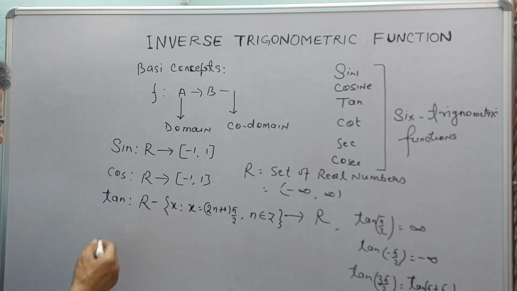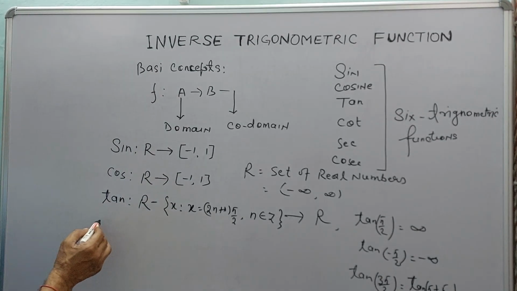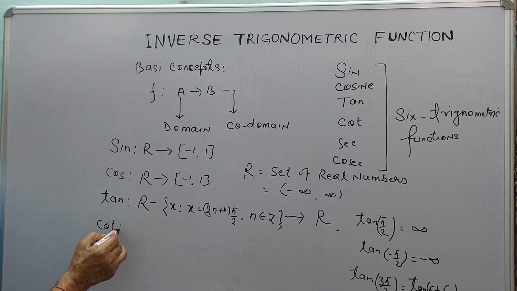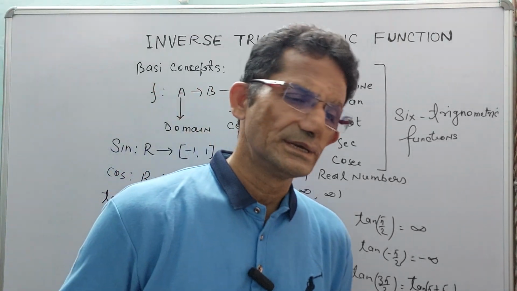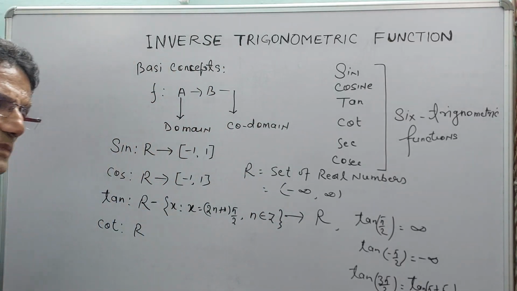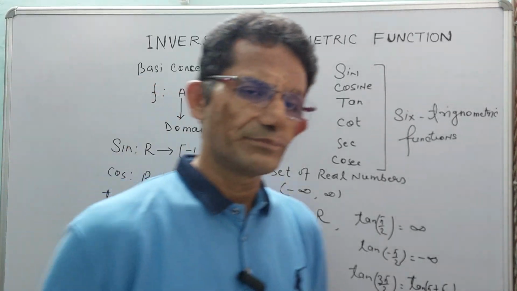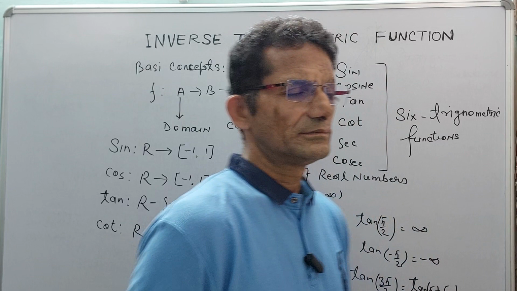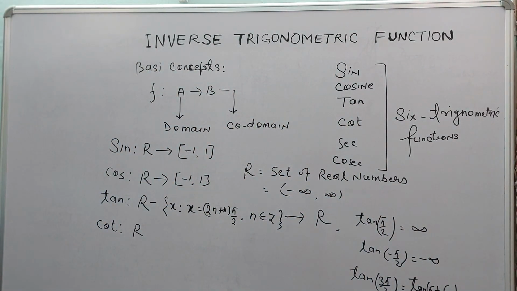Next is the cot function. The cot function is also not defined at some real numbers, such as 0 degrees, pi, 2 pi, 3 pi, minus pi, minus 2 pi, and minus 3 pi, etc. It has a long series of real numbers.